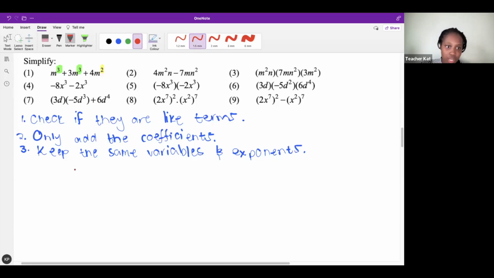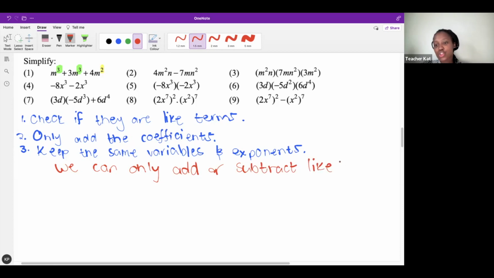No, because we can only add or subtract like terms. Okay. Now, we have identified our 2 like terms. Now, if there is no coefficient there, what number is there? It's a 1. Thank you, Wade. So here, where there is nothing, is a 1.